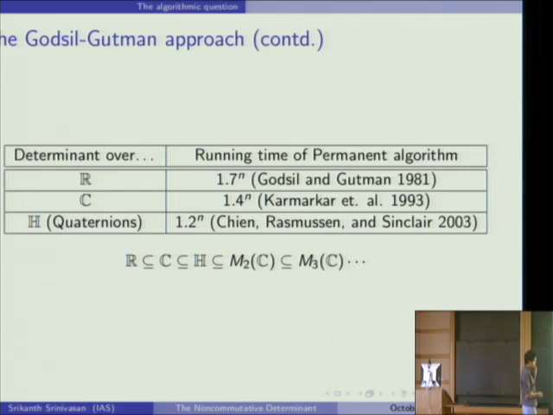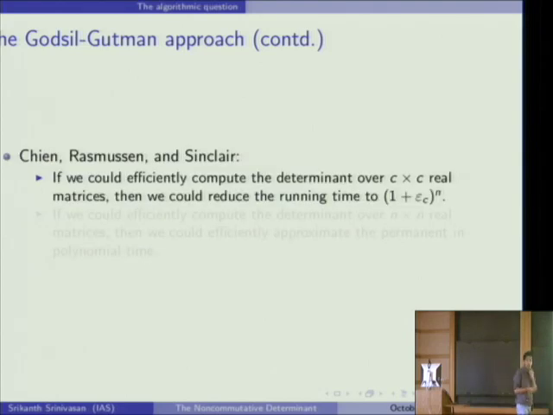Okay. So now the natural question is whether we can compute the determinant over these larger algebras and actually get down the running time. Well, it's not clear if we can compute them. It was not known if we could actually do the computation efficiently, but it was known that we could actually get down the running time.